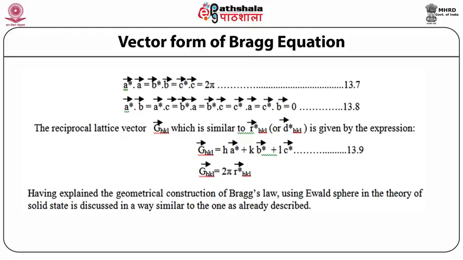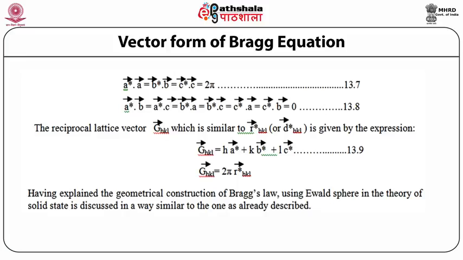The reciprocal lattice vector G HKL vector, which is similar to R star HKL vector or D HKL star vector, is given by the expression G HKL vector is equal to H A star vector plus K B star vector plus L C star vector, given as equation 13.9. So G HKL vector is equal to 2 pi times R star HKL vector.